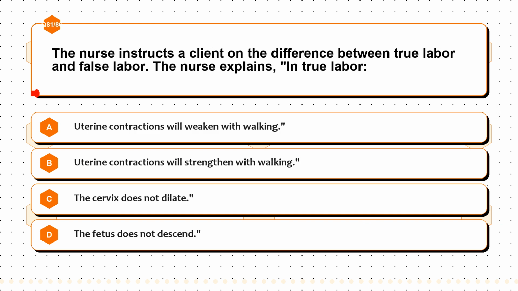Question 81. The nurse instructs a client on the difference between true labor and false labor. The nurse explains, in true labor, here are the options. Option A. Uterine contractions will weaken with walking. Option B. Uterine contractions will strengthen with walking. Option C. The cervix does not dilate. Option D. The fetus does not descend.